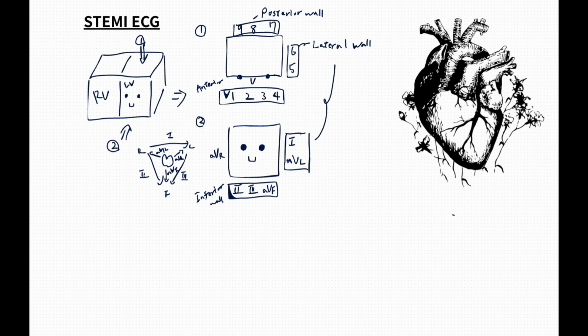Okay, next let's check the corresponding coronary arteries. The anterior wall is LAD and the lateral wall is LCX. The inferior wall is usually RCA, but 20% are LCX dominant. And the last one, the posterior wall, is also RCA or LCX. So now, this is the basics of STEMI ECG, but I want to tell you two more clinically important things.